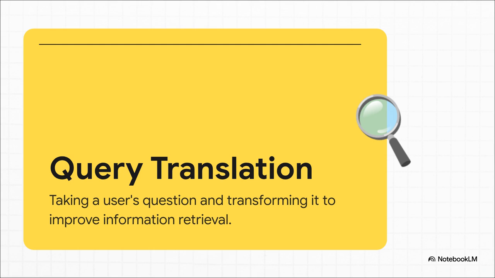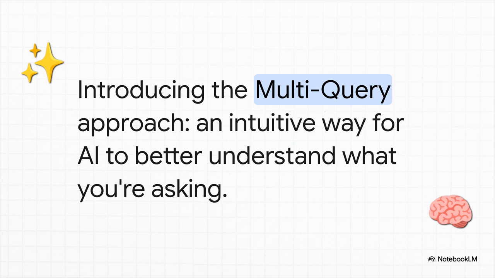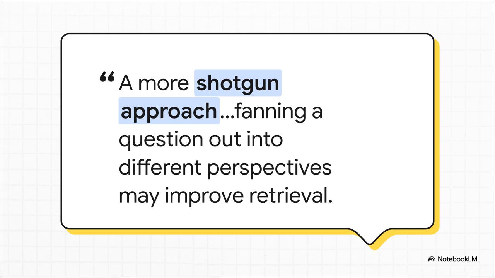the right stuff. And that brings us to the specific technique we're diving into today, which is one of the most powerful and, honestly, intuitive ways to do this, the multi-query approach. I love how the folks at LangChain describe this. They call it a shotgun approach, and that's a perfect analogy, right? Instead of taking one precise shot that might completely miss the target, you're fanning out the pellets. You're creating several different versions of the question from different perspectives, which just massively increases the chances that at least one of them will hit the mark.